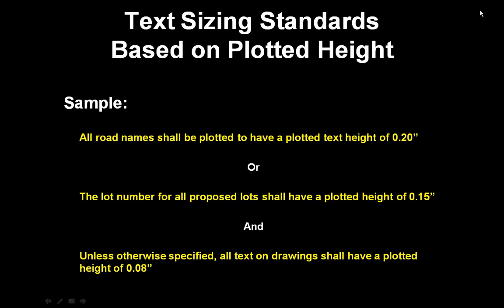Or the lot number for all proposed lots shall have a plotted height of 0.15. And then, of course, the blanket statement, unless otherwise specified, all text on drawing shall have a plotted height of 0.08. And I'm using those numbers. Most people probably in this audience will recognize a plotted height of 0.08. We call that an L80 size. A plotted height of 0.1 would be an L100, and so on. So we're just going to talk about the actual dimensions, so 0.08. This is a good way to set up your standard for text sizing.